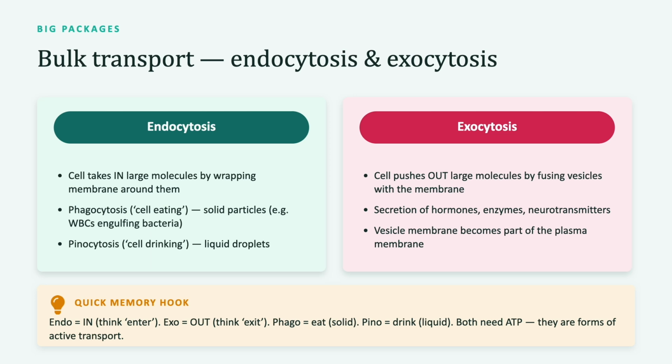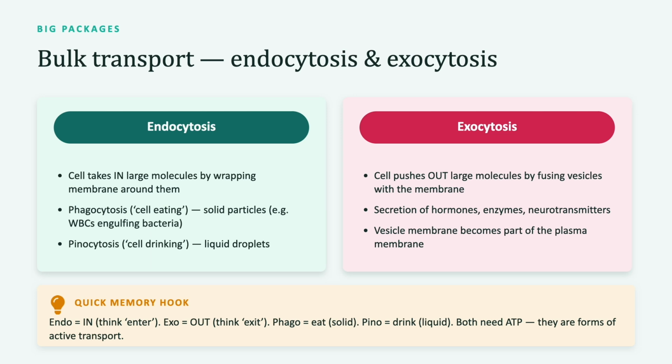The membrane folds around the material and pinches off to form a vesicle inside the cell. Two types: phagocytosis, cell eating, for solid particles like bacteria, and pinocytosis, cell drinking, for liquid droplets. Exocytosis is the way out.